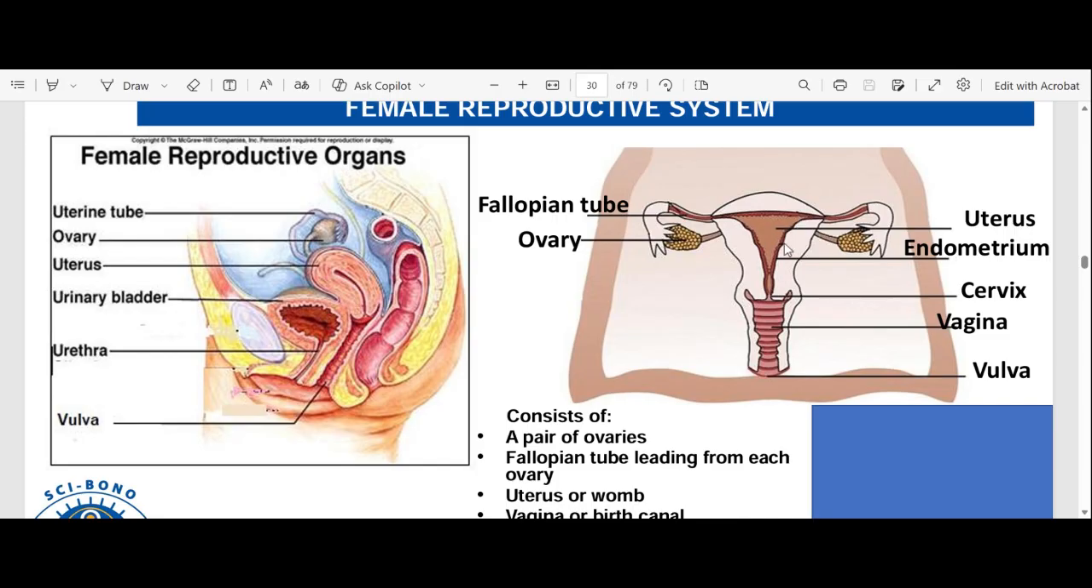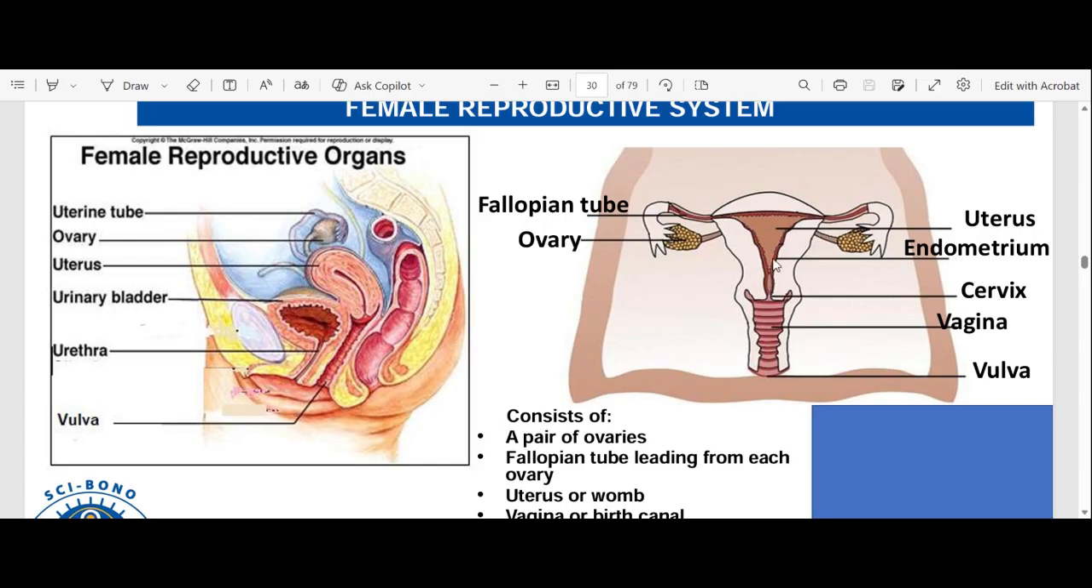And there's a lining in the uterus. That lining is called the endometrium. This is where the embryo implants after fertilization. So it thickens during fertilization so that the embryo could implant here.